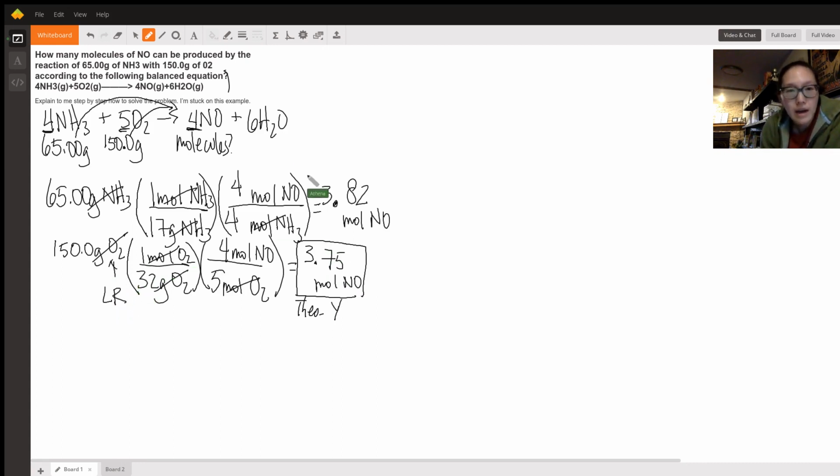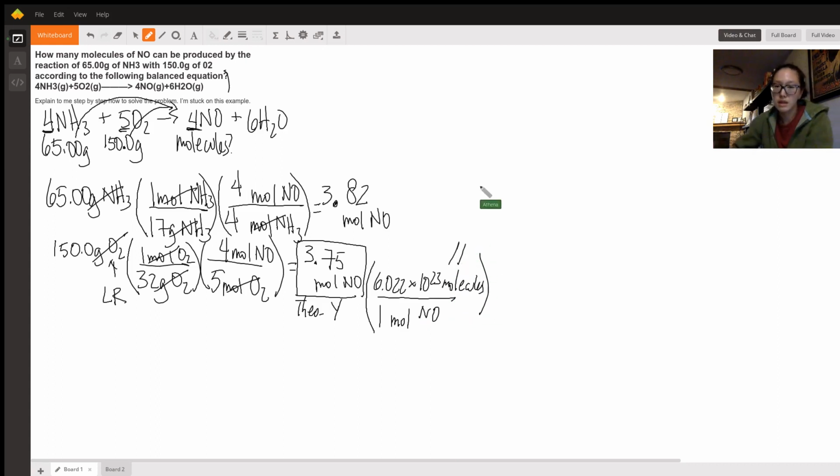Okay, so now I need to convert this to molecules of NO. So I know that theoretically with these amounts of reactants, I can only make the smaller amount, 3.75 moles, but I need to now convert to molecules. And I know the definition of a mole is just like 1 dozen equals 12, 1 mole equals 6.022 times 10 to the 23rd. So 1 mole of NO is going to be that many molecules. Okay, and sorry it's getting kind of messy here. Let me plug that into my calculator. So I'm doing 3.75 times 6.022 times 10 to the 23rd. And looking at my sig figs, this value has 4, this value has 4, so I'm going to record 4 likewise. I have 2.258 times 10 to the 24th molecules of NO.